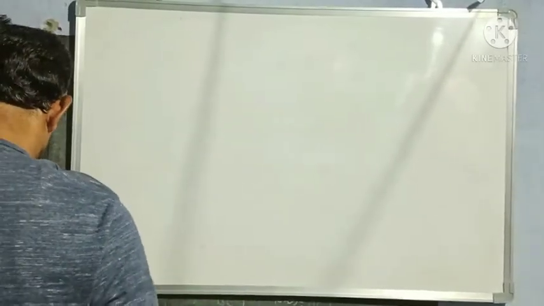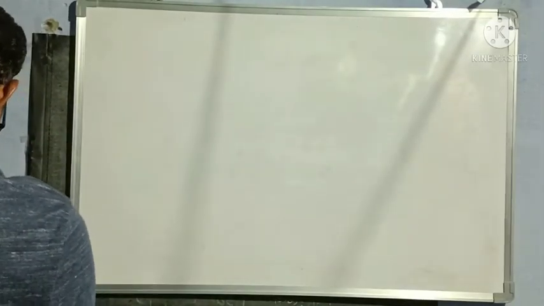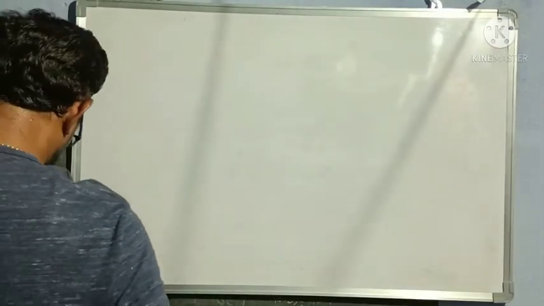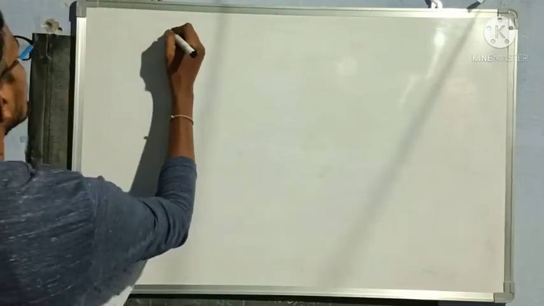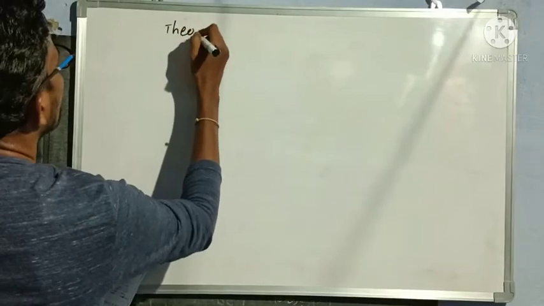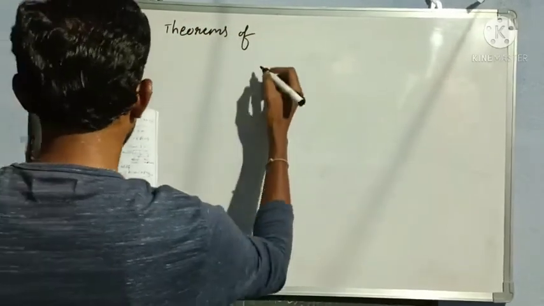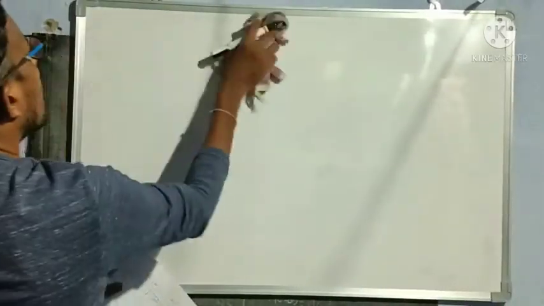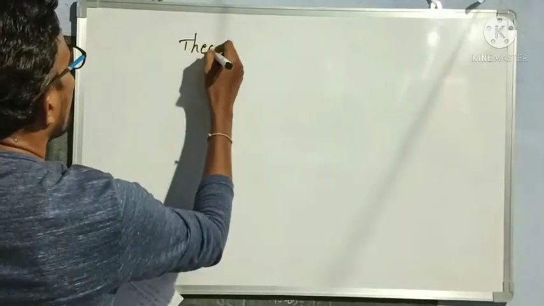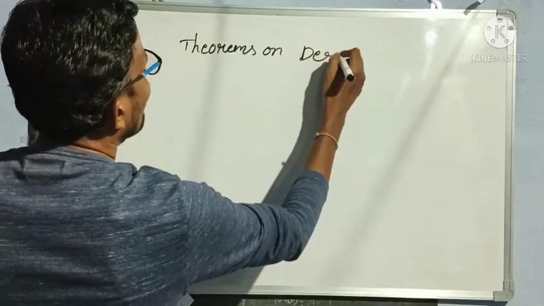So what is the next thing? Okay. Next example, not next concept, that is, one table is there. The table is theorems on derivability.